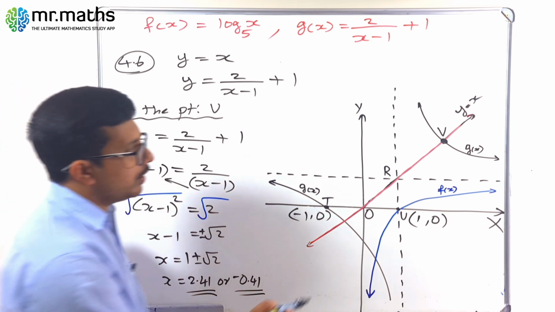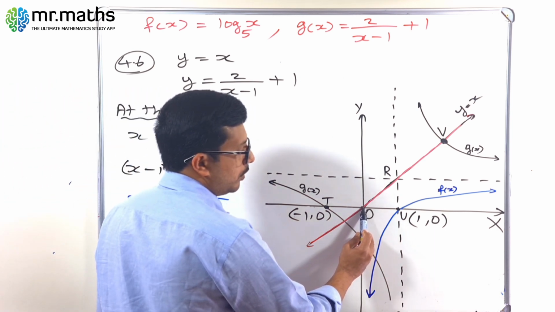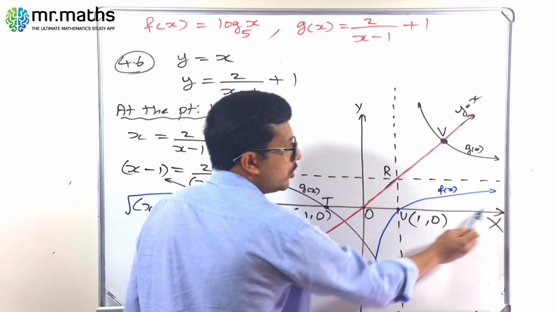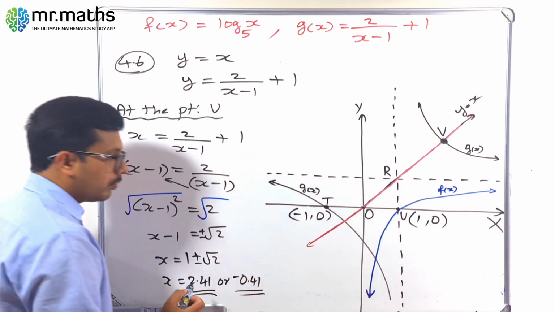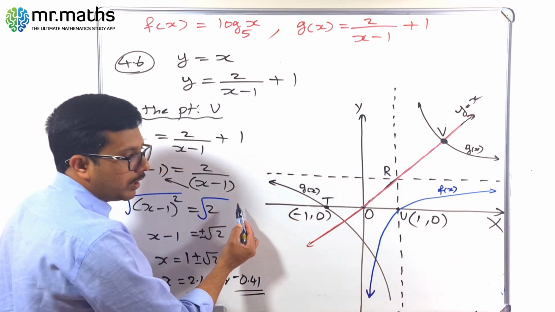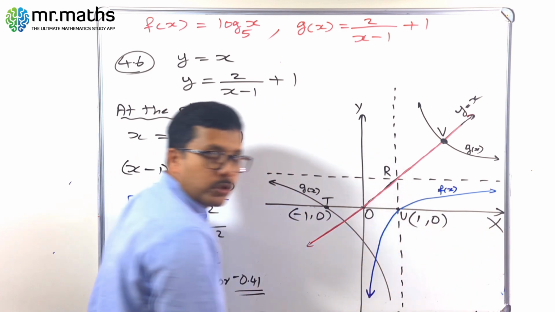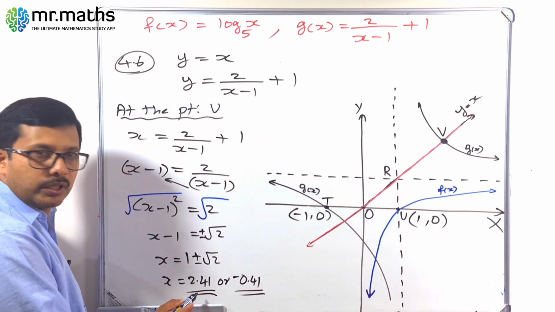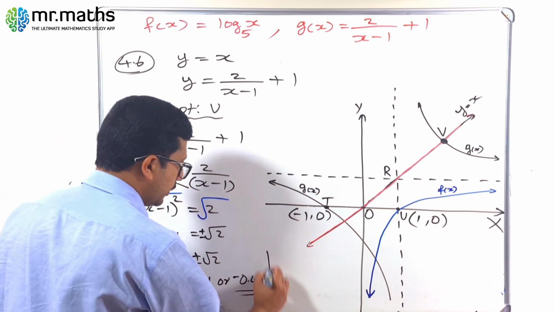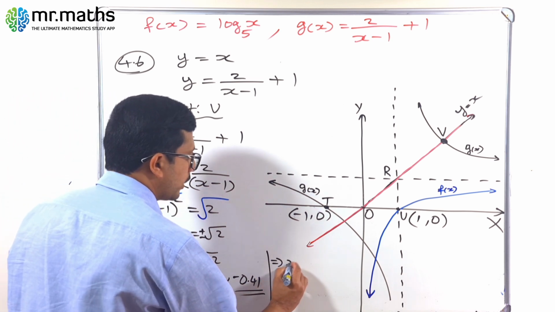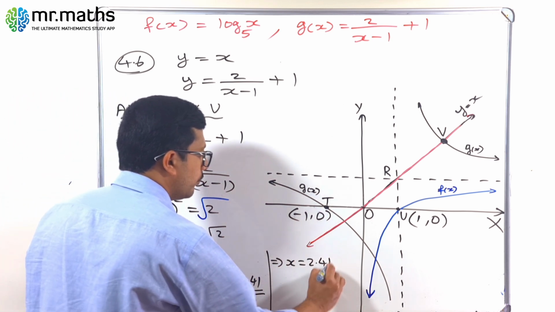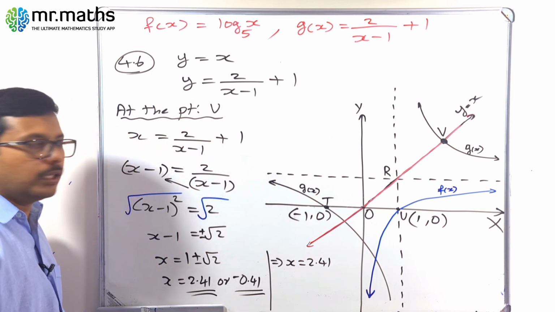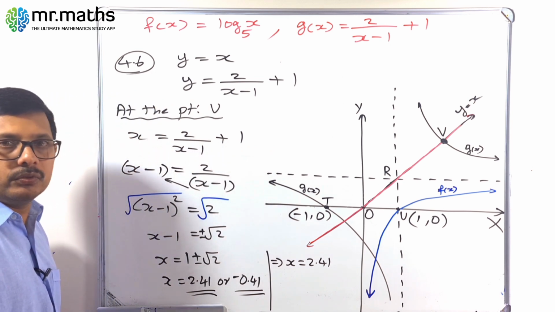Here you can see that on this side the x value is negative, and on this side it is positive. Okay, so which one is the correct x value? 2.41. So it implies that x is 2.41.